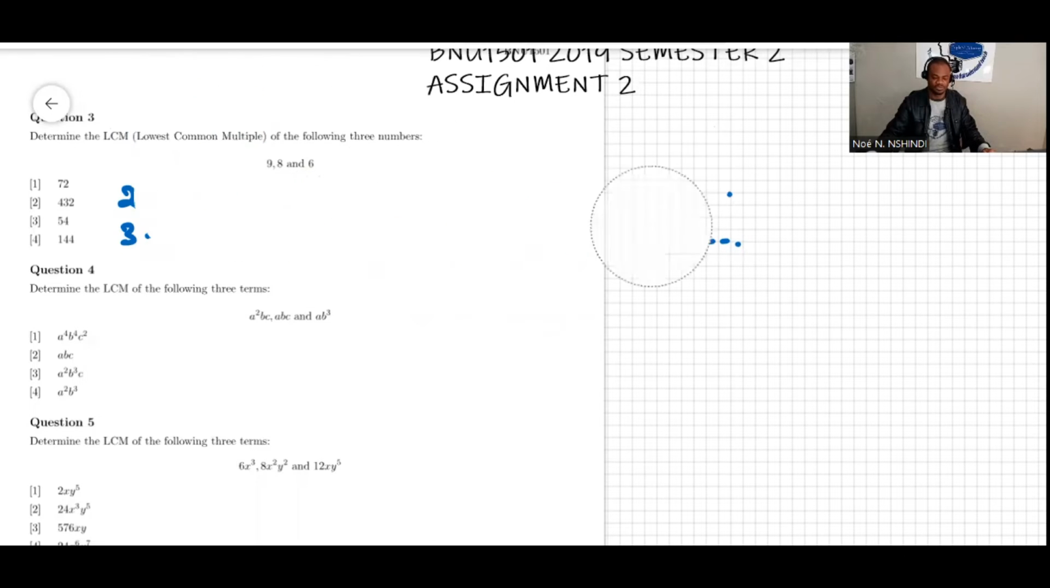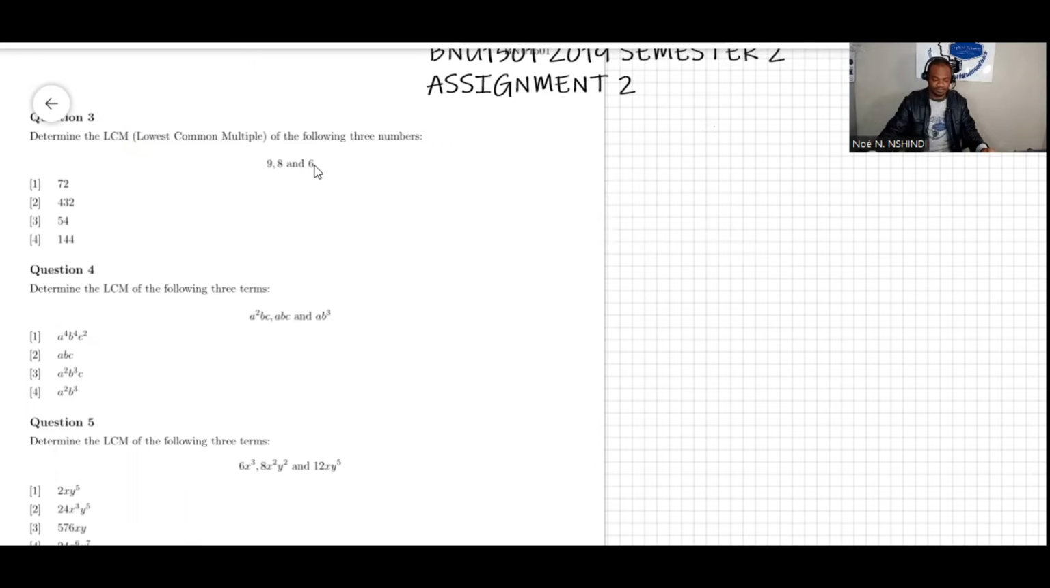Now, I have to erase all these. The question says, determine the lowest common multiple of 3 numbers: 9, 8, and 6. We are not really going to do the list as we did, because it's going to be a lot of writing. There's a way to shorten these calculations by using what you call the prime factors. The prime factors will tell me the prime factor of each of these numbers: of 9, of 8, and of 6.